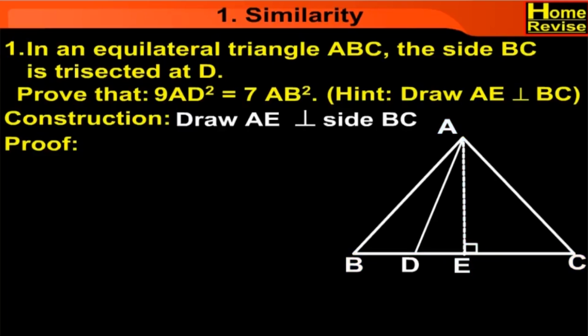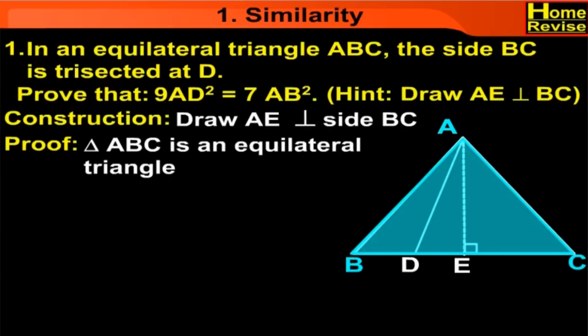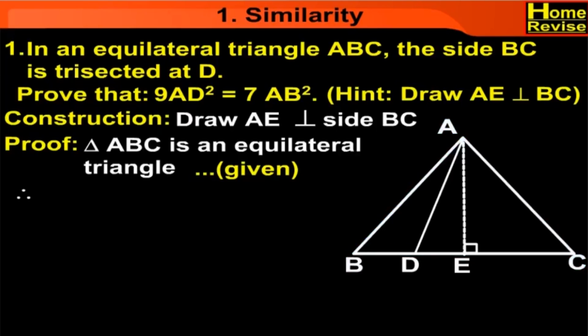Proof: triangle ABC is an equilateral triangle. Reason: given. Therefore, AB is equal to BC, which is equal to AC. Let this be equation number 1.